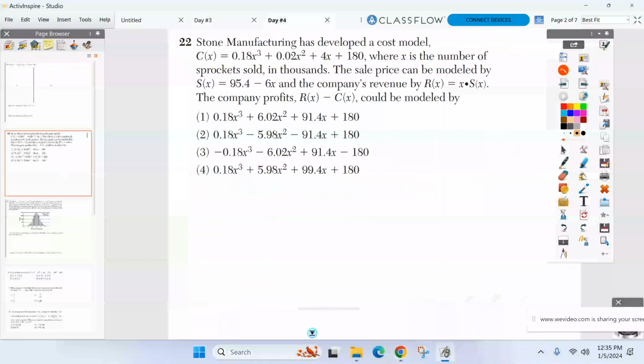It gives you 3 different functions. I got C of X up here. I have S of X. And I don't have it, but they tell me how to find R of X. So I have 3 different functions, and they're asking me to subtract the R function from the C function. So they're saying, hey, if you want R of X, here's what you have to do to find it. Before I do any subtracting, you have to take X and multiply it by whatever S of X was.